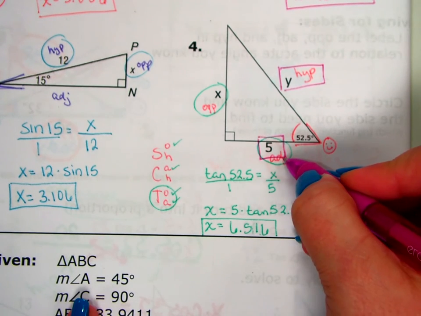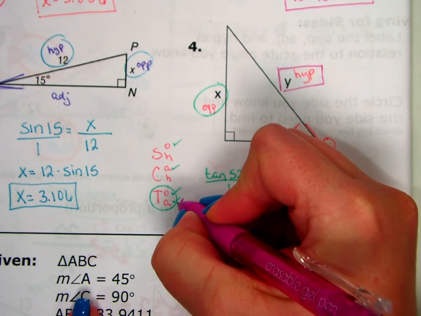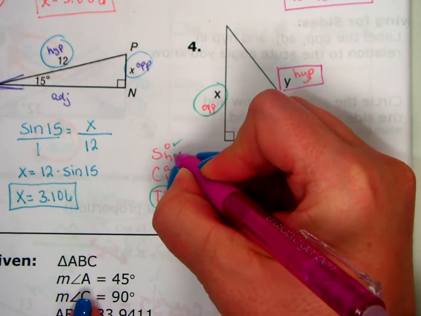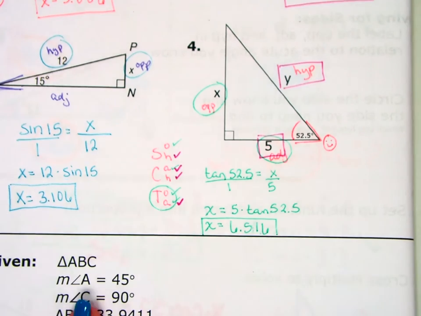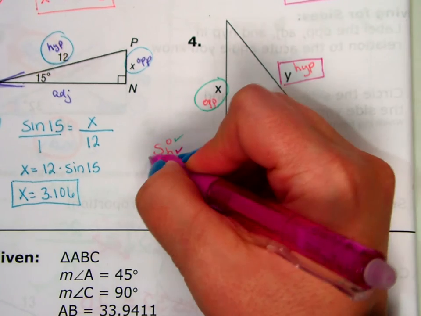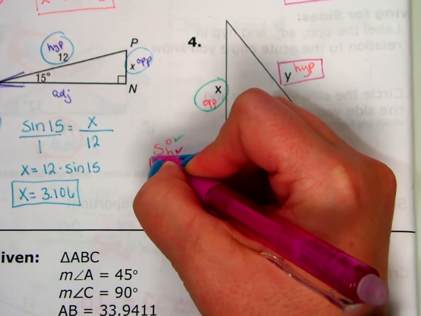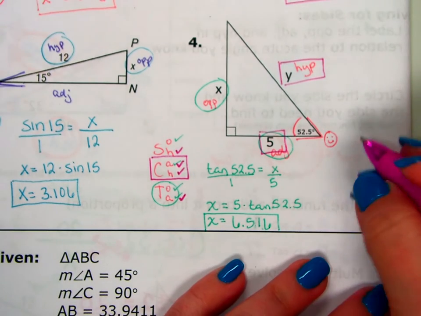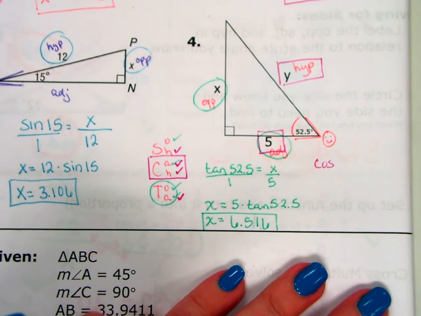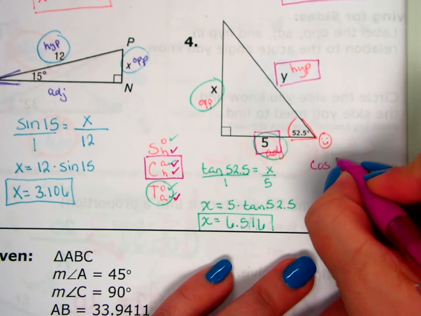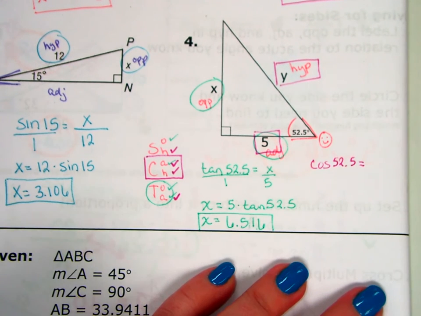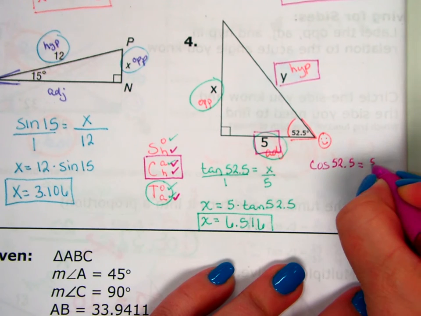So now we're going to use the adjacent and the hypotenuse. Which trig function do I want to use this time? Which stands for? Cosine. You'll learn the words. Cosine of what? 52.5 equals what fraction? 5 over y.